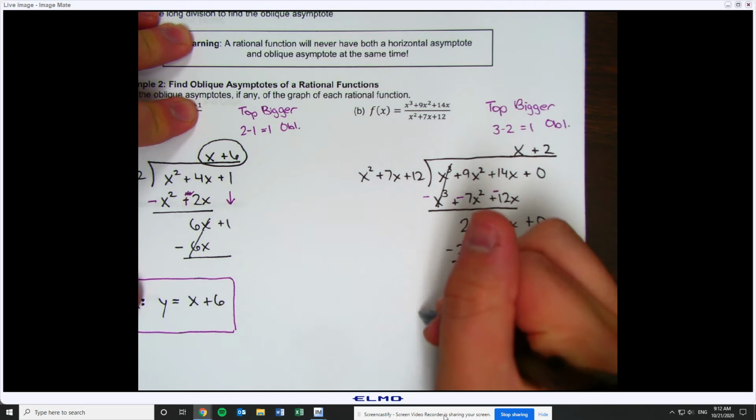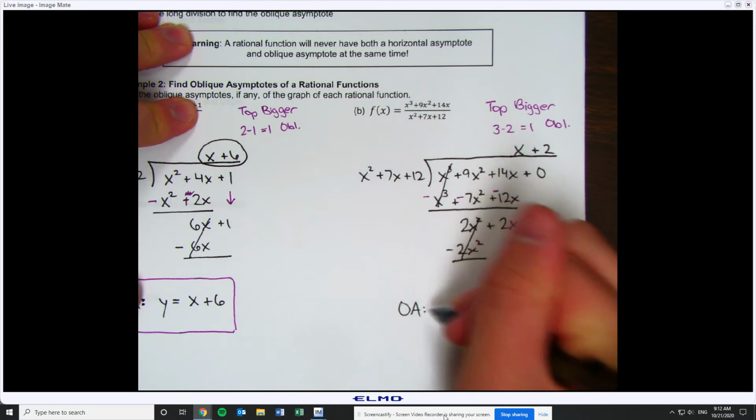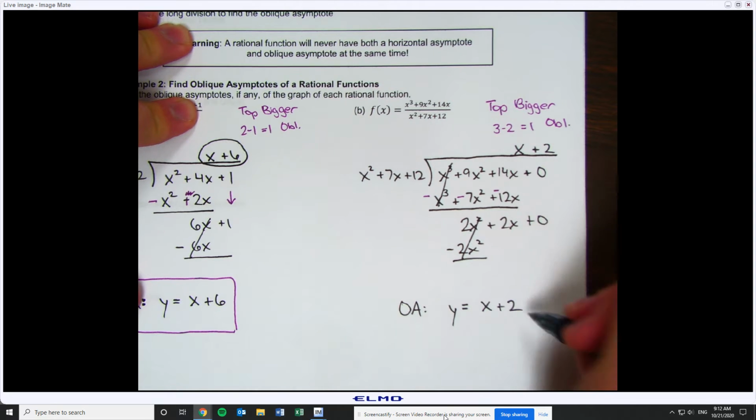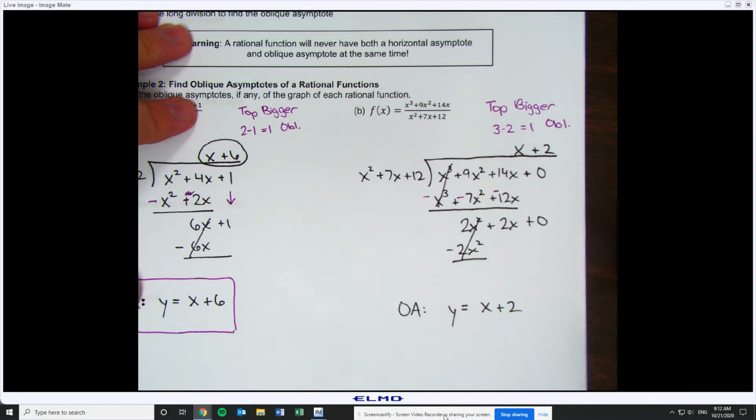So my oblique asymptote right here is y equals x plus 2. Again, I do not need to finish the rest of it because that isn't necessary. All I need is the linear component, mx plus b.